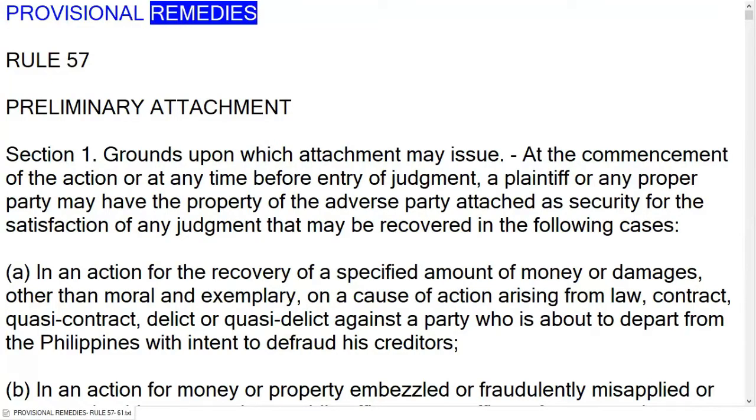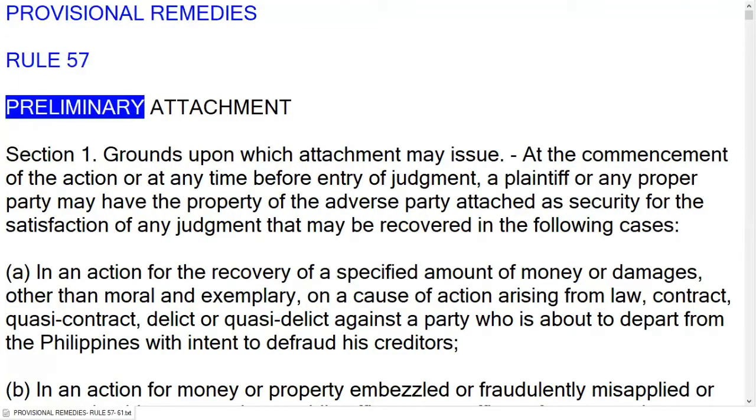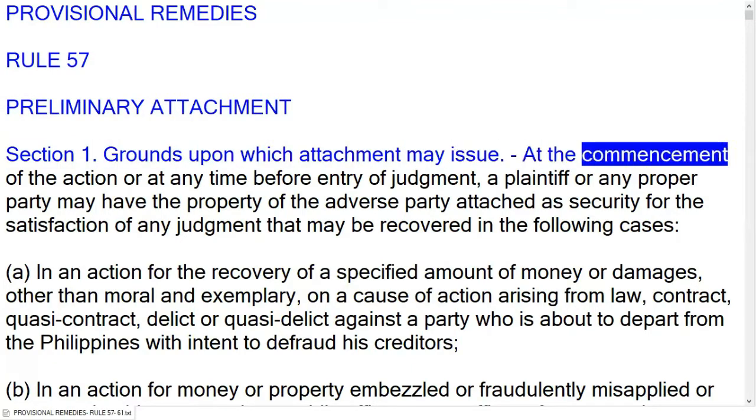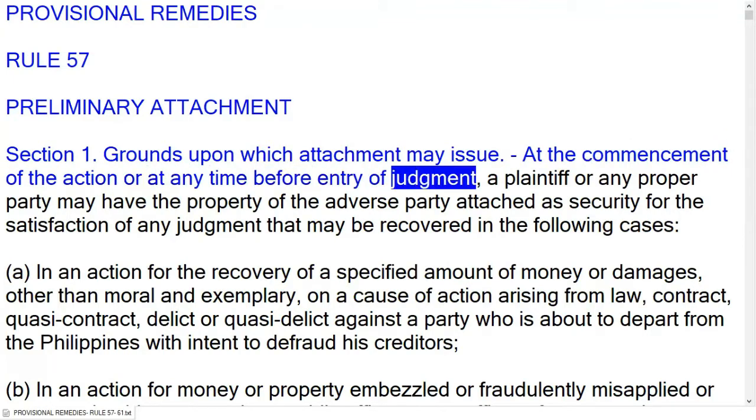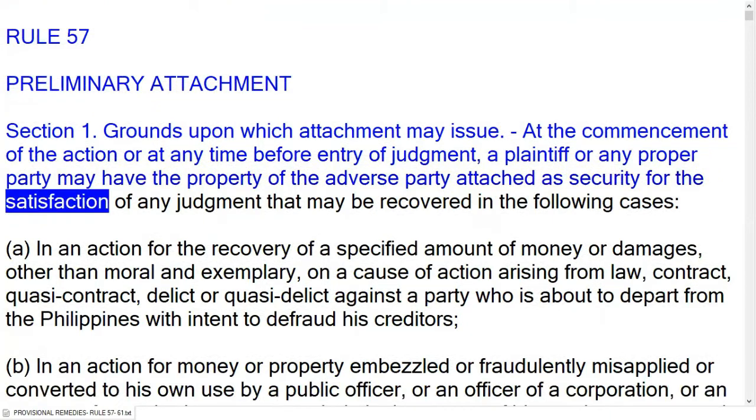Provisional Remedies, Rule 57, Preliminary Attachment. Section 1, Grounds upon which attachment may issue. At the commencement of the action or at any time before entry of judgment, the plaintiff or any proper party may have the property of the adverse party attached as security for the satisfaction of any judgment that may be recovered in the following cases.